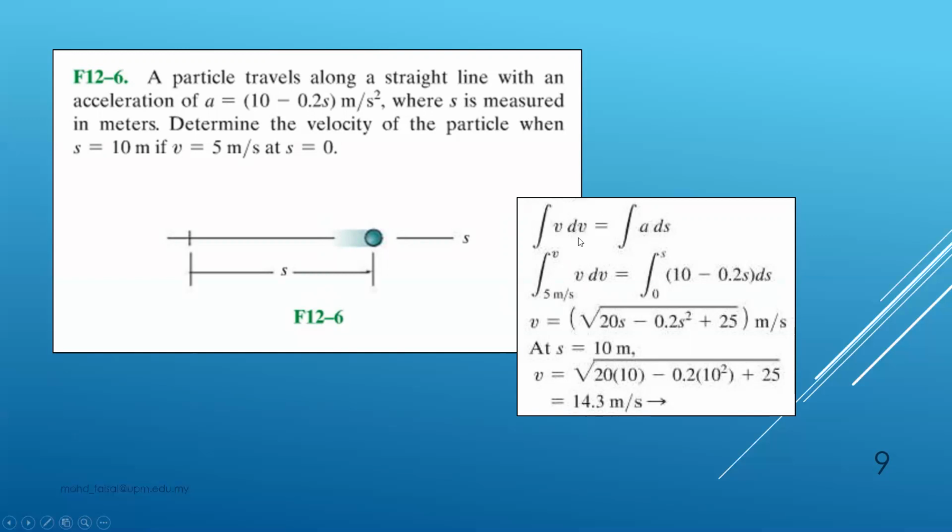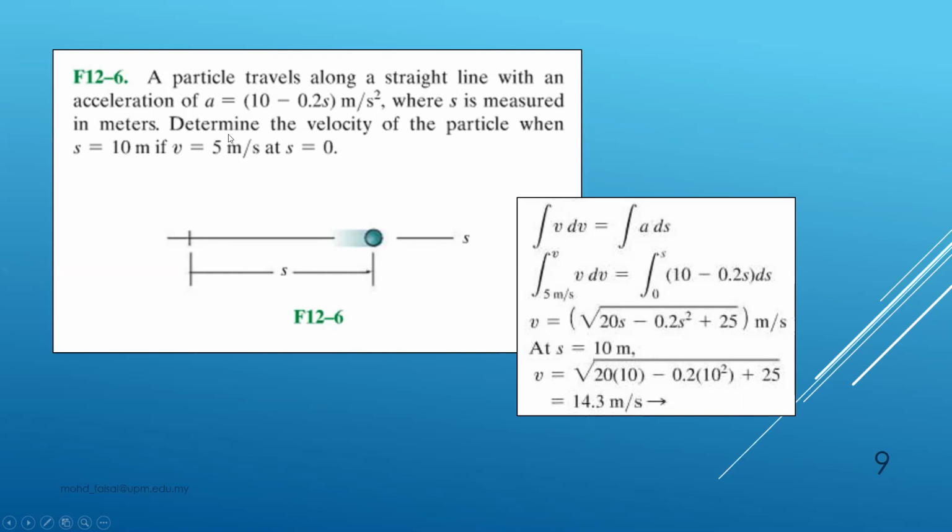Okay, then you can do the integration with v, of course, with respect to dv, and this expression given here, because you have s here, so you can use ds to solve this. Okay, and we know that the initial speed is 5 meters per second, and we don't know the final speed yet. And the initial position is also given as 0. Okay, then you can do the maths, and you get this particular expression.